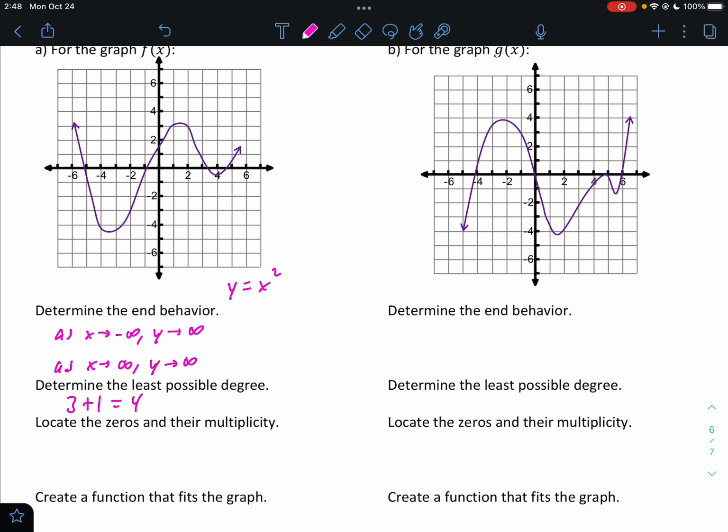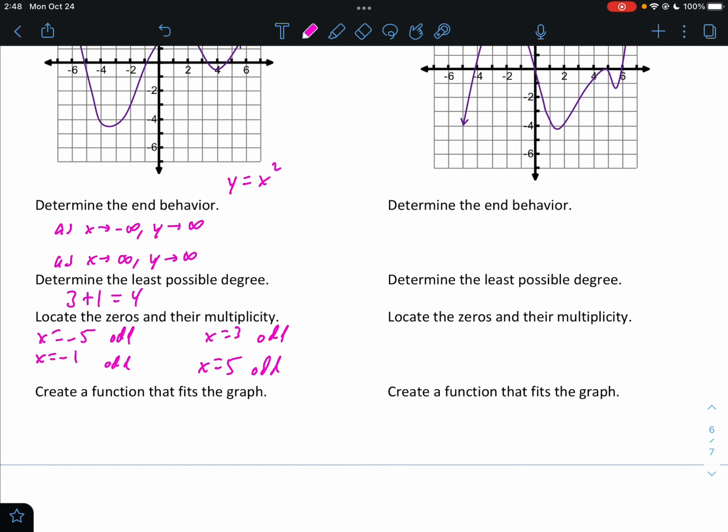polynomial. The zeros are supposed to be, I know it's a little off there, but it's supposed to be at -5, -1. It's supposed to be at 3 and 5. I tried my best with the graph. 3 and 5. It's crossing through all of them. So all of these are going to be odd. So if I was to create a function that fits this graph, y equals x plus 5, x plus 1, x minus 3, x minus 5.